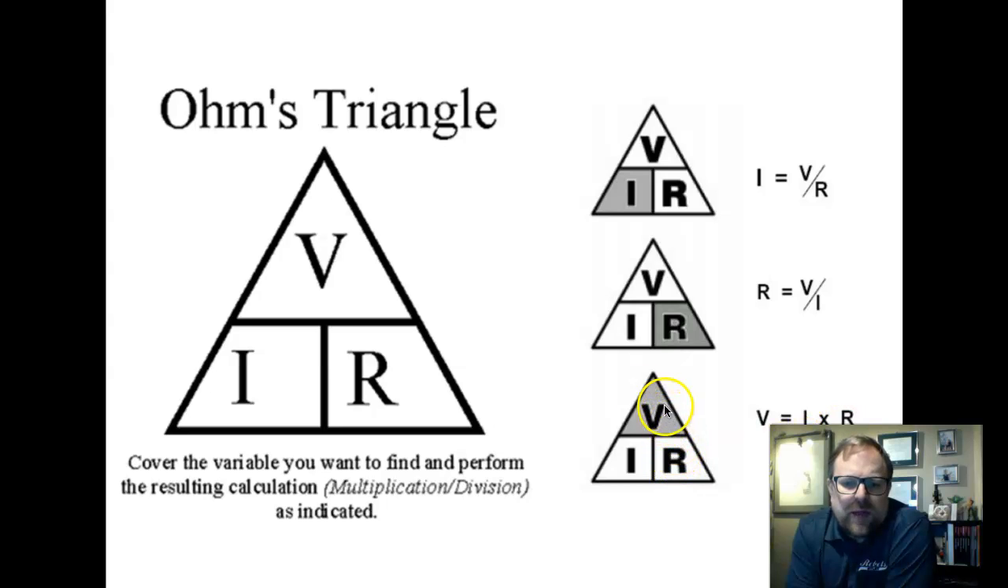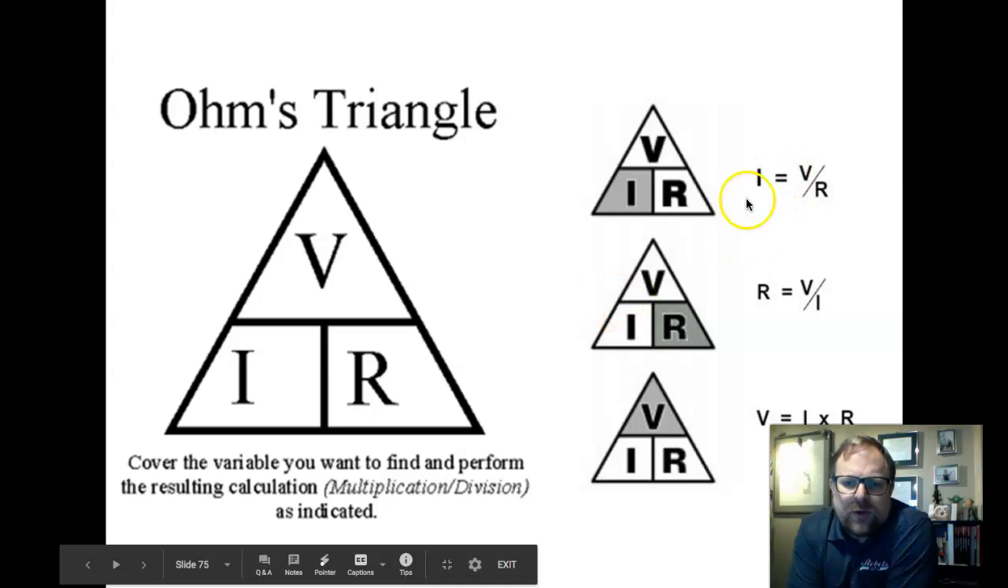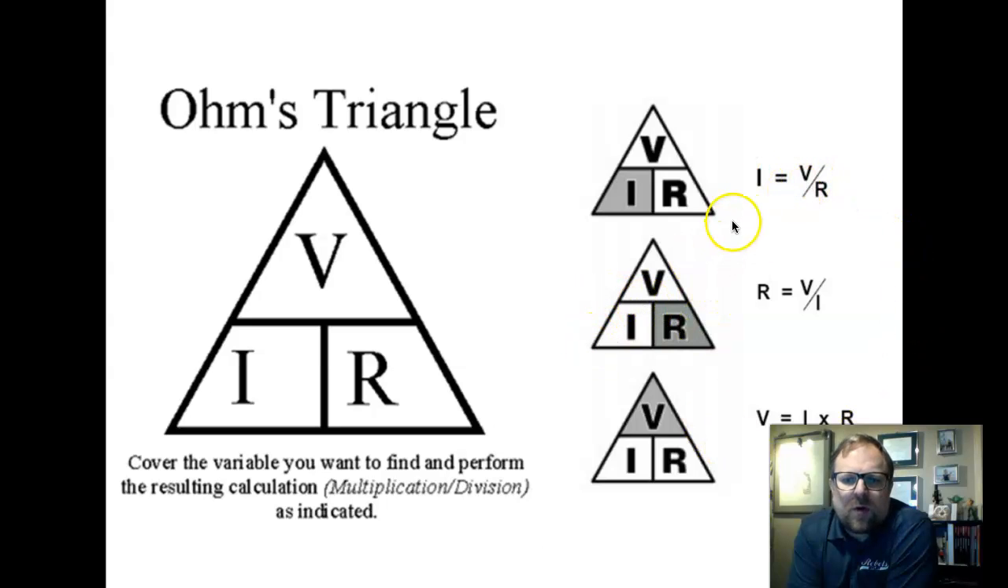And the way we would do that is in our triangle, we would say I'm trying to calculate V, so it's I times R. If I wanted to calculate resistance, it would be V divided by I, and if I wanted to calculate current, it would be V divided by R. So this column that we left blank in here, you can fill in these values for calculating current, resistance, and voltage. Okay, and I'll let you do that on your own.